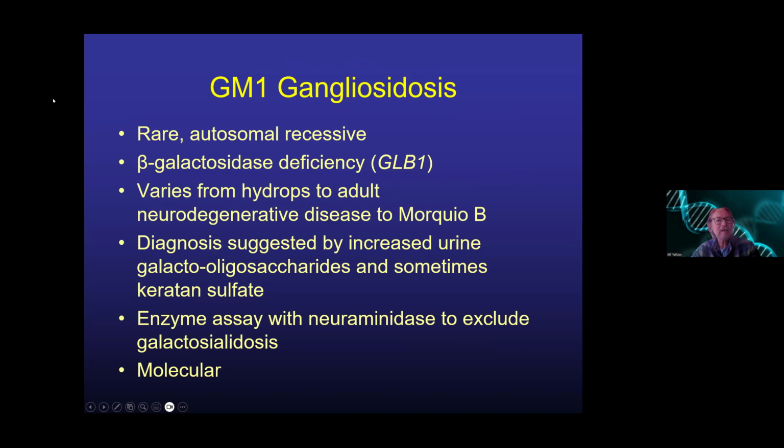Turning to GM1 gangliosidosis, this is the prior step before GM2. It's rare, it's autosomal recessive. It's due to beta-galactosidase deficiency. And beta-galactosidase deficiency can produce anything from hydrops to adult neurodegenerative disease to Morquio B. The diagnosis is suggested by increased urine galacto-oligosaccharides and sometimes keratan sulfate, if you're doing screening oligos and GAGs. Enzyme assay with neuraminidase needed to exclude galactosialidosis unless the molecular is telling you exactly what's going on.